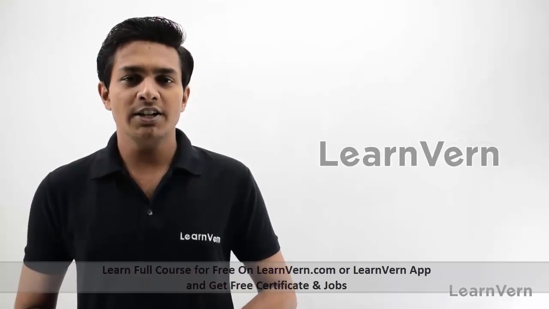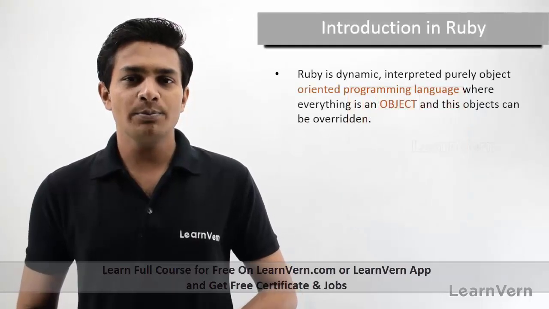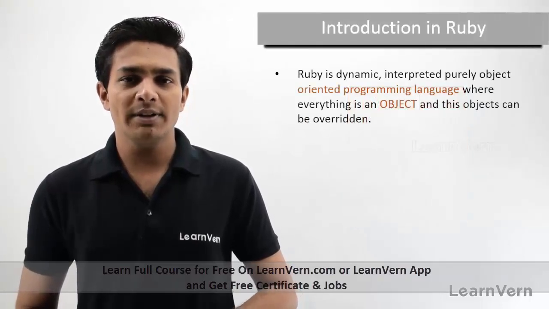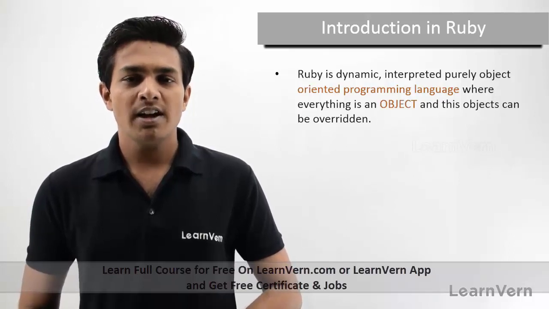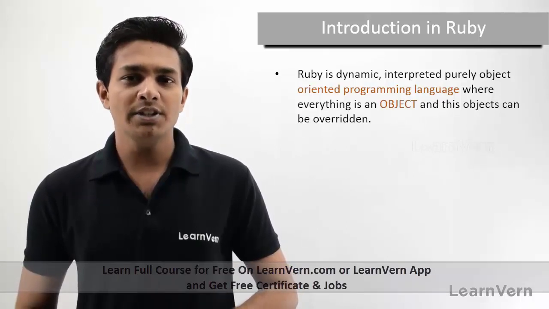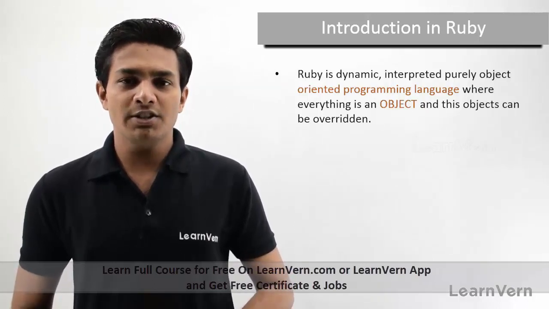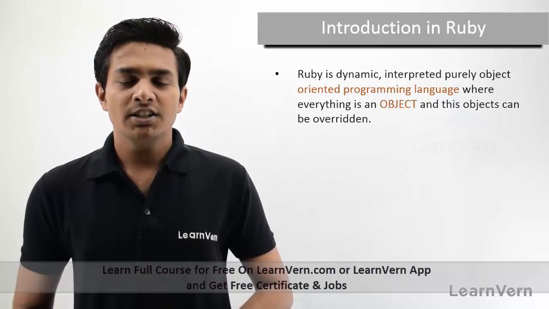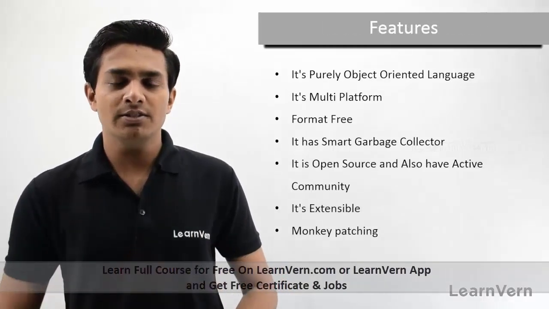Today we will learn a new programming language, that is Ruby. Ruby is a purely object-oriented programming language where everything is an object and this object can be overridden. Ruby is one of the easiest languages to learn and read. Some of its cool features are listed here on the screen.